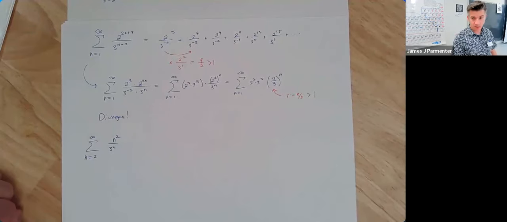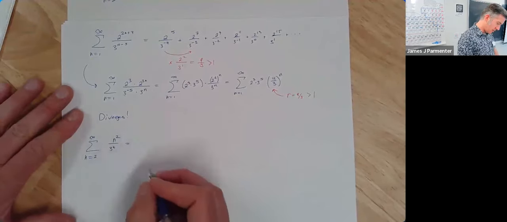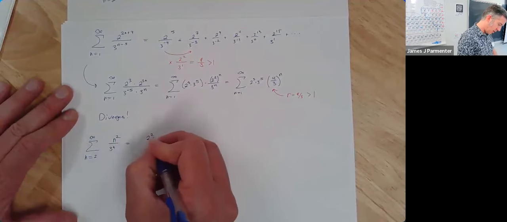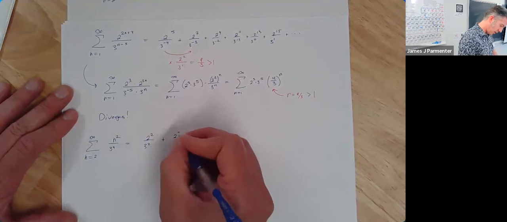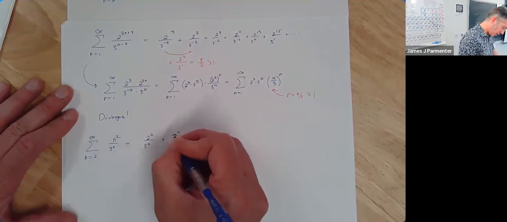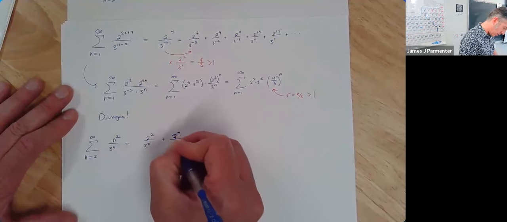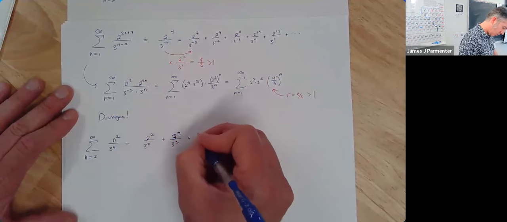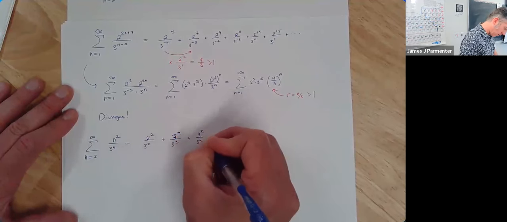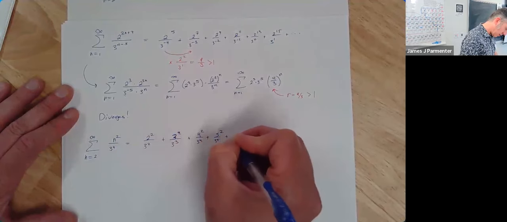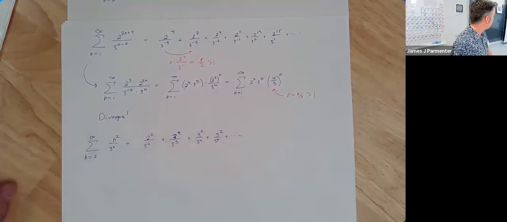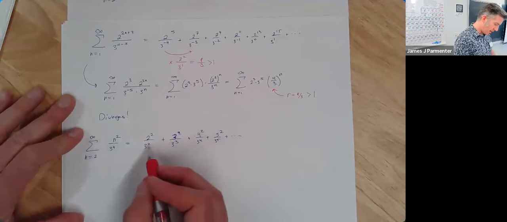I start writing out terms. It's going to be, let's see, 2 squared over 3 squared plus 3 squared over 3 cubed plus 4 squared over 3 to the 4th plus 5 squared over 3 to the 5th, and so on and so on and so on. Is this geometric? Let's check and see. What do I multiply by this to get that?